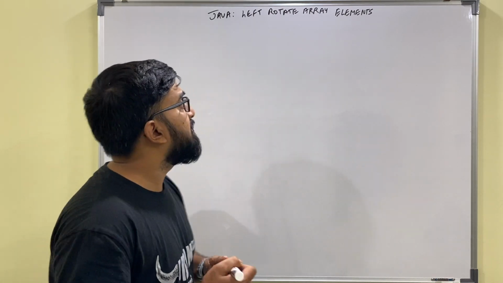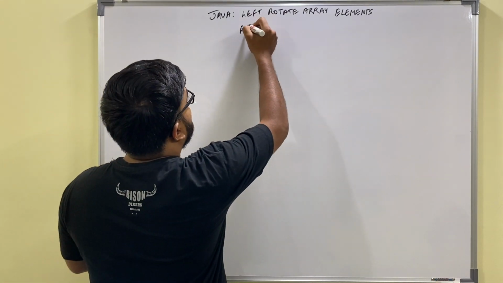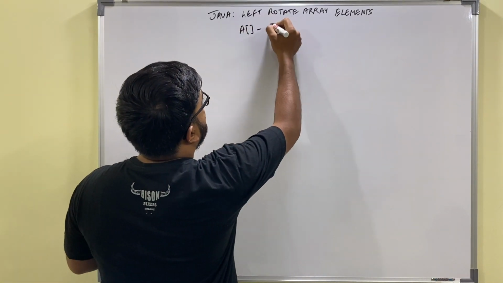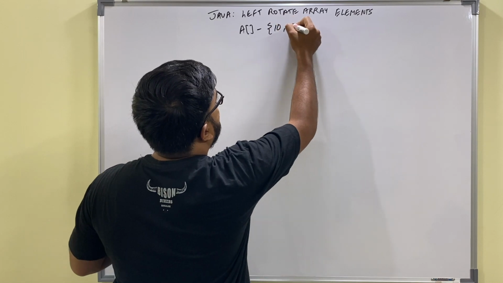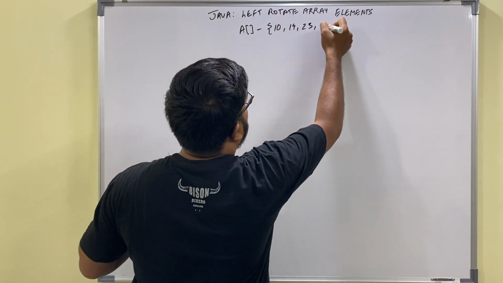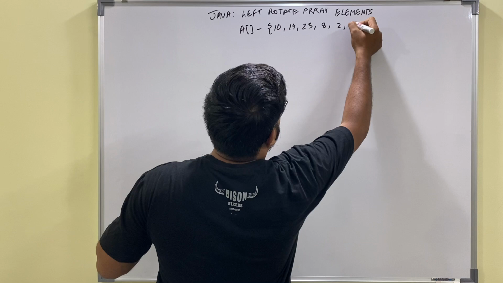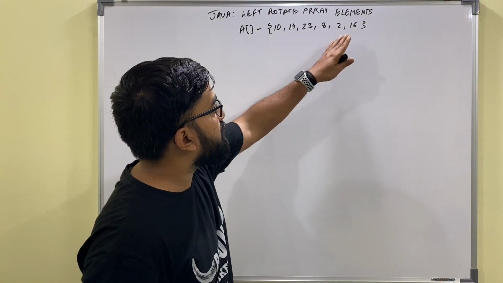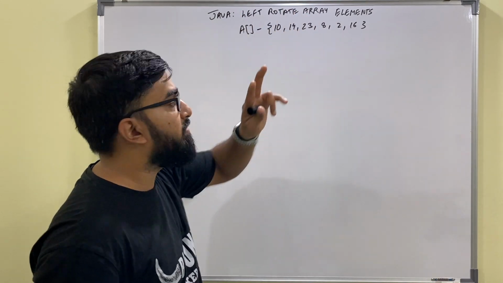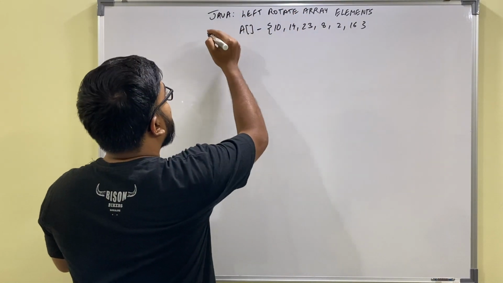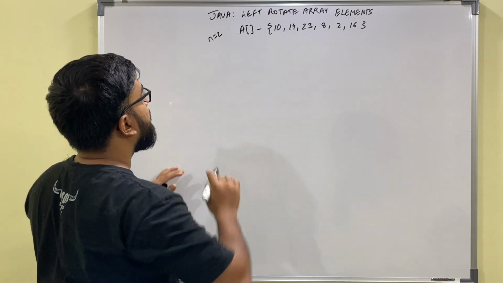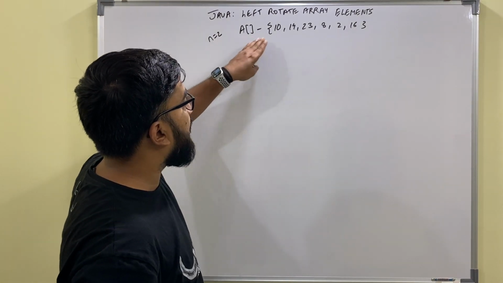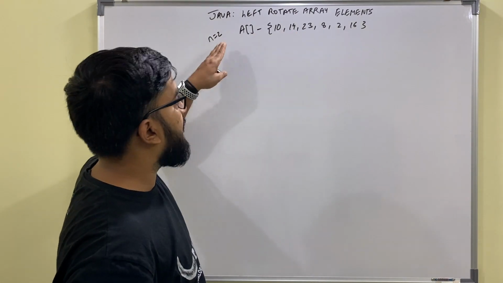Alright, so let's begin. Suppose I have an array A as say 10, 14, 23, 8, 2 and 16. And I have to rotate the elements of this array left by 2 places. So I am given an array and a value of n. Given the value of n and this array, I need to rotate this array left n times.